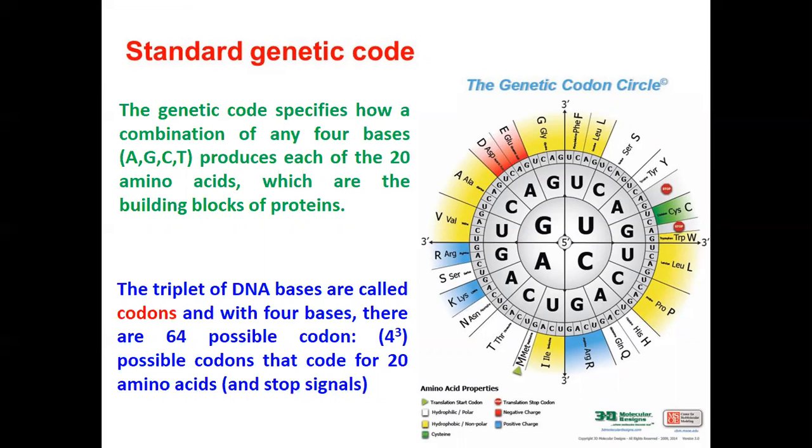So the standard genetic code consists of codons. What is a codon? Three bases of DNA make a codon. There are four DNA bases, so four DNA bases can possibly make 64 codons. These 64 codons code for 20 amino acids, including three stop codons.